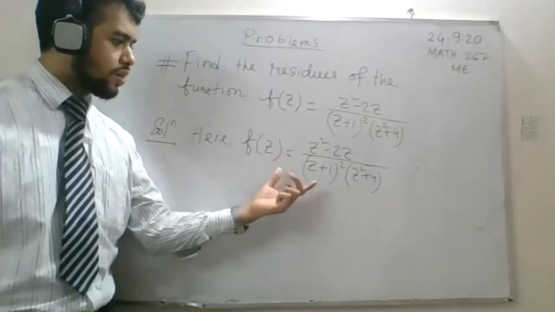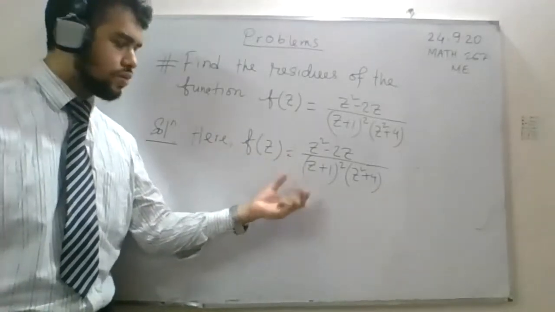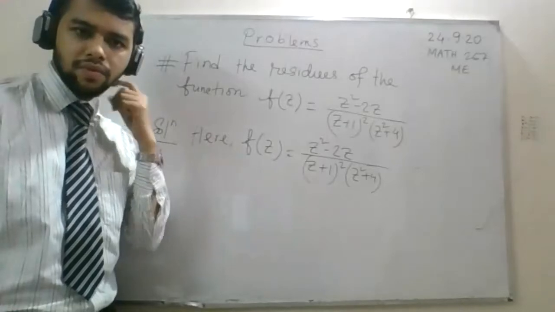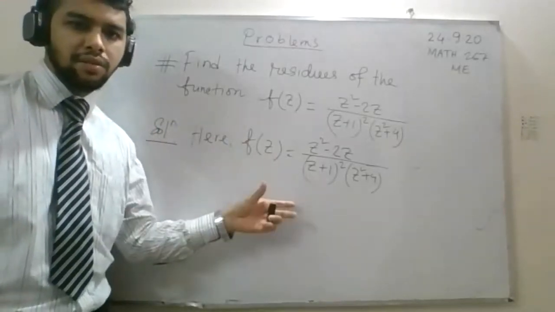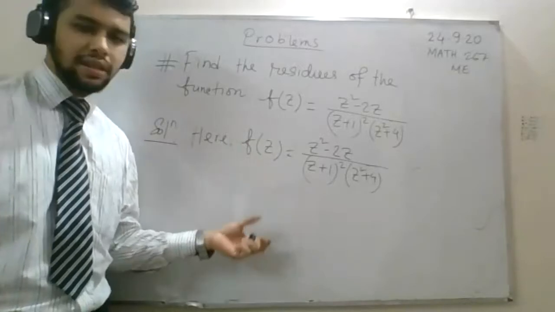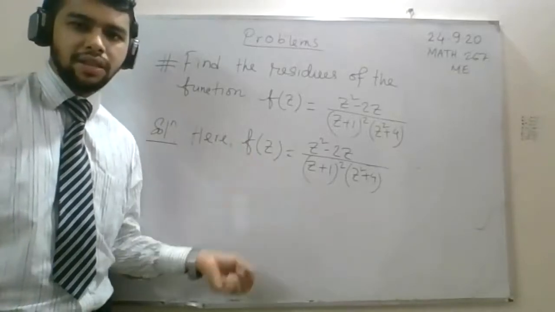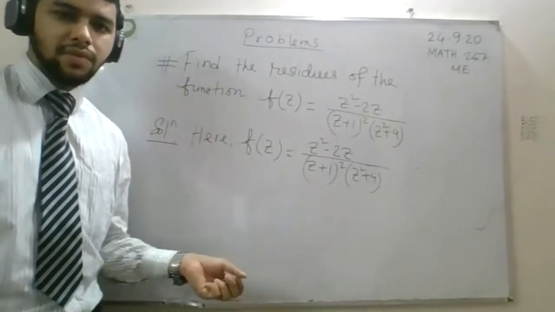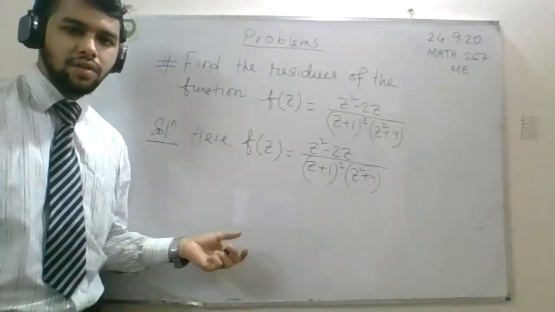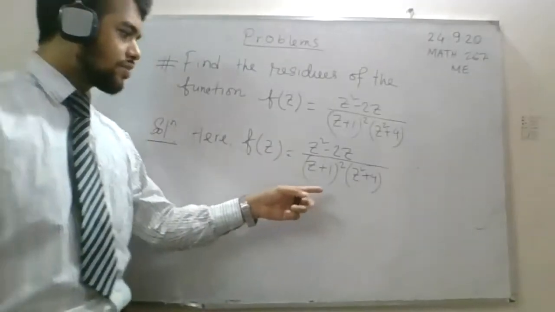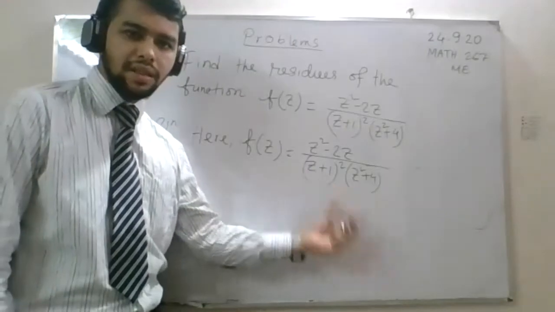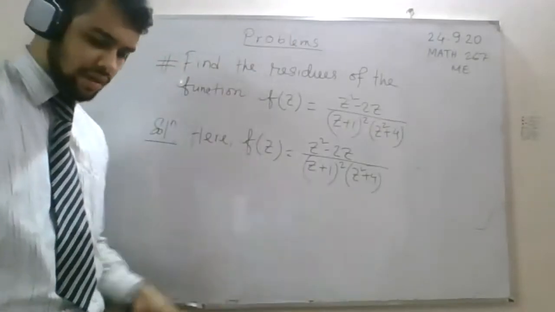So what should we do to find out the pole of this function? Is it a simple pole or a double pole, of order m or n? Just tell me. Yes, you have to let the denominator equal 0. Thank you. So you have to let the denominator equal 0 to find out our criteria.